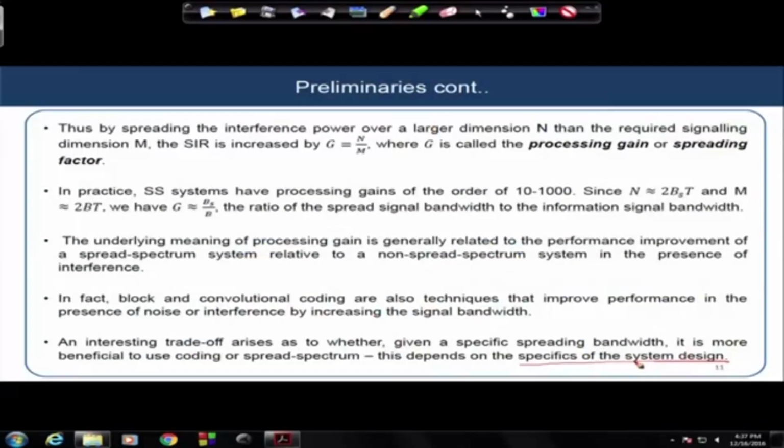To choose between these two, whether we should go ahead with forward error control coding or with a spread spectrum communication system, which is good, which is bad, and how to choose, the answer is that it depends on the specifications of the system design itself and the requirements of the system.